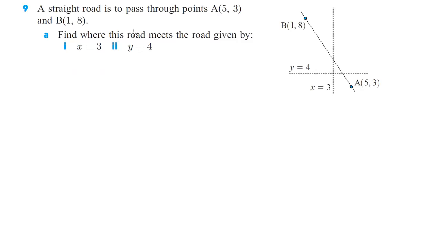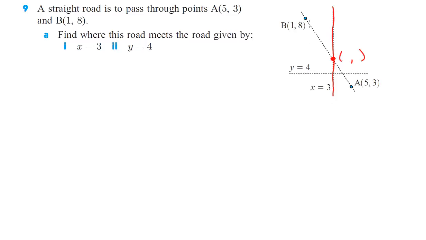A straight road is to pass through points A and B, which are (5, 3) and (1, 8). Find where this road meets the road given by x equals 3. Now, I get a lot of questions on this because people always seem to be confused as to what they're talking about here. So let's ignore the y equals 4. Let's just do the x equals 3. Here's the line where x equals 3. It says, find where this road meets the road given by x equals 3. So what they're saying is, what is that point right there? That's what they're asking us to find.